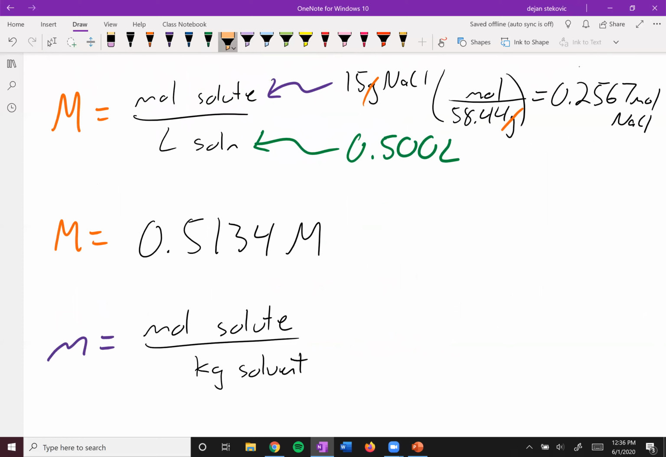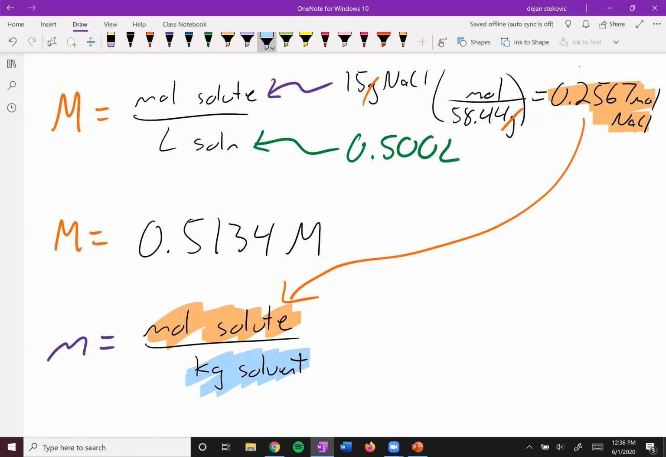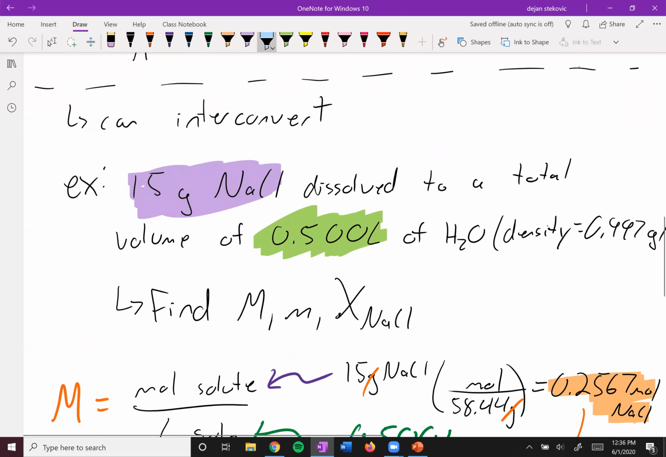And so we already figured out our moles of solute, so we can just go ahead and reuse that number right there. So we don't have to really calculate anything there. And then what we have to figure out next is our kilograms of solvent. So let's take a look at some of the data we're given.